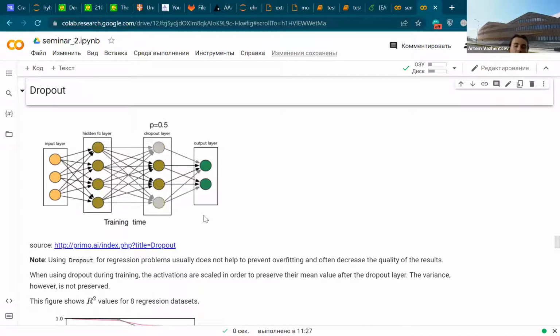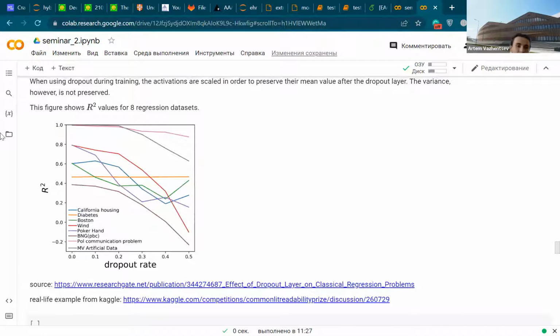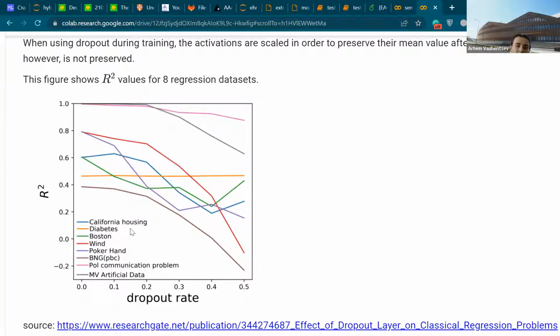However, here we use a regression task, and it was shown that dropout sometimes does not help to prevent overfitting and decreases results for regression tasks. You can see here a figure with different dropout rates and different values of metrics for 8 regression datasets, and you can see that dropout dramatically decreases our results. However, here we use the California housing dataset, and you can see that with a small dropout rate we can slightly increase results. Also, it's important to remember that we always use only a 0.1 dropout rate. We will not use more values.